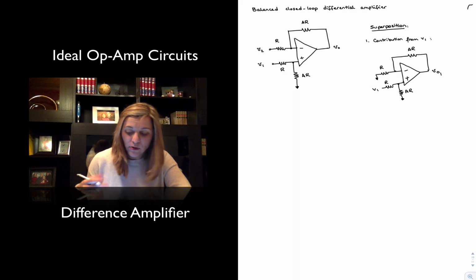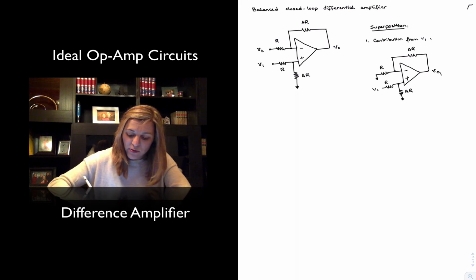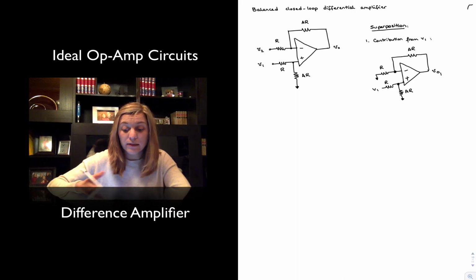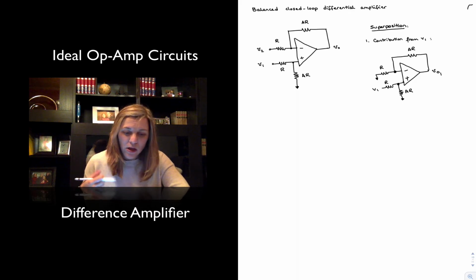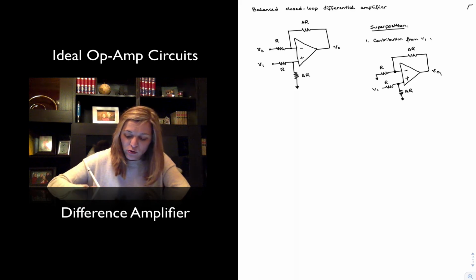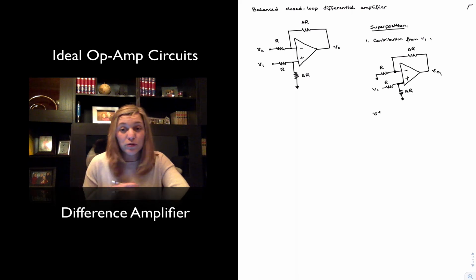Now, to analyze this circuit, we're going to be using the ideal op-amp model. We're going to start by noticing that V plus is going to be equal to V minus because this is an ideal op-amp connected in a negative feedback configuration. And so the voltages on both input terminals should be equal to each other. But beyond that, I'm also going to notice that the value of V plus, the voltage on the positive input terminal, is the result of voltage division of V1 between resistors R and A R, given that there is no current flowing into the positive input terminal of the op-amp.